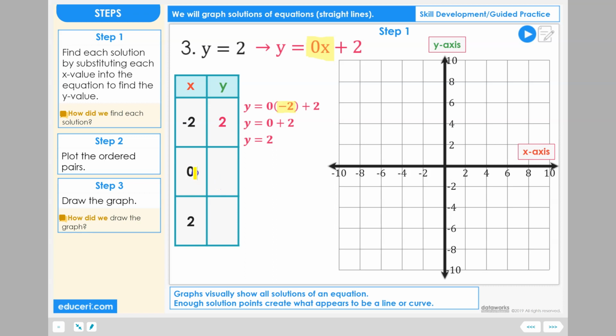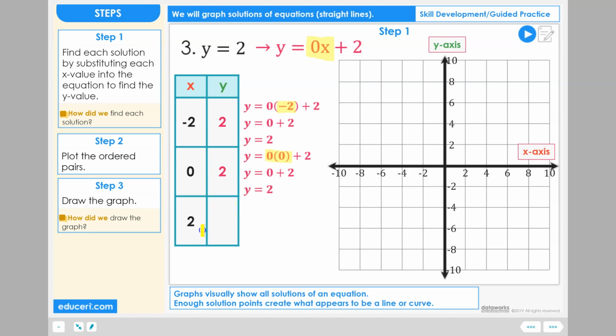Now let's check out when x equals 0. If x equals 0, then y is equal to 0 times 0, which is just 0, plus 2. y equals 0 plus 2 means that y equals 2. That once again means that 2 is the y value.